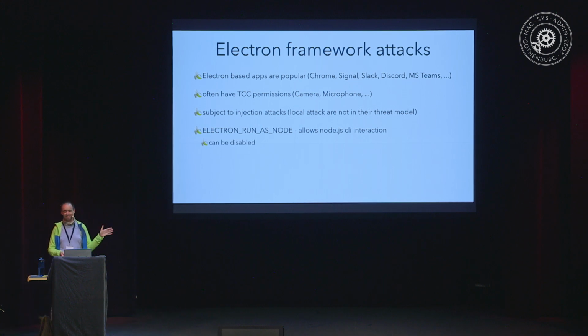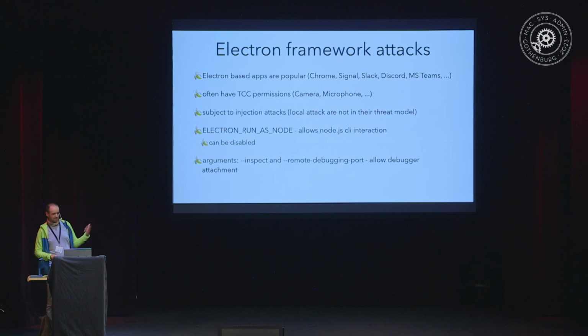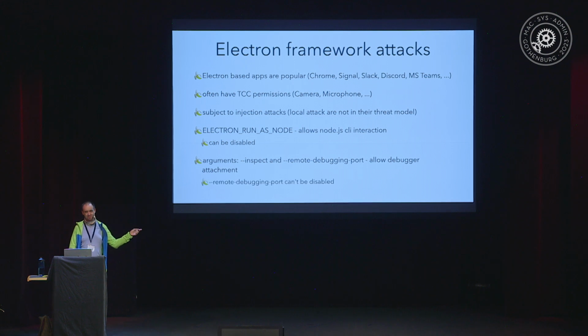Now, this can be disabled. You can run these applications with the inspect or remote-debugging-port arguments, which allows anyone running on the system to attach a debugger and, again, impersonate that application. You can turn off inspect, but you cannot disable remote-debugging-port. So you can start any of these applications with remote debugging enabled and potentially inject your code and bypass TCC.